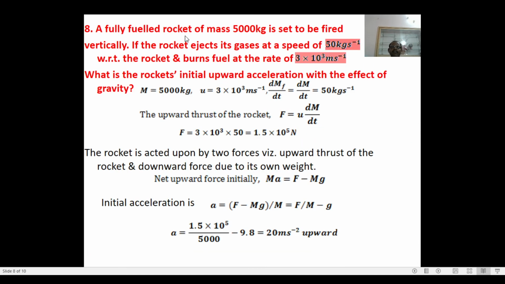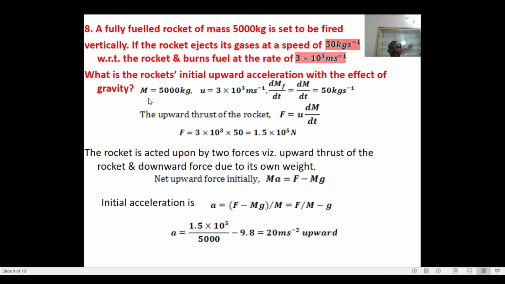8. A fully fueled rocket of mass 5000 kg is fired vertically. The rocket ejects its gases at a rate of 50 kg per second with respect to the rocket, at a speed of 3 into 10 power 3 meter per second. What is the rocket's initial upward acceleration with the effect of gravity?